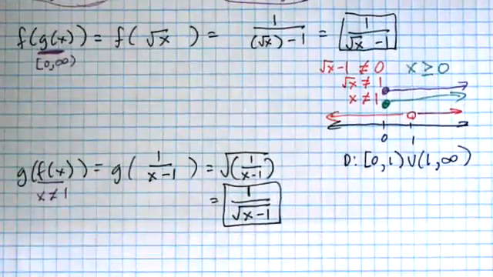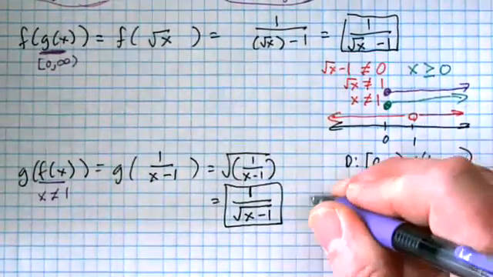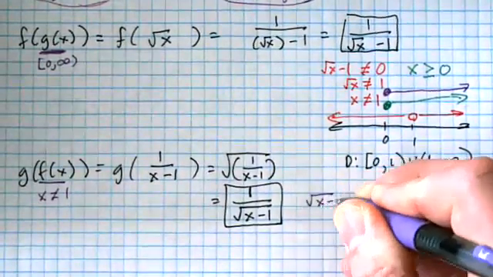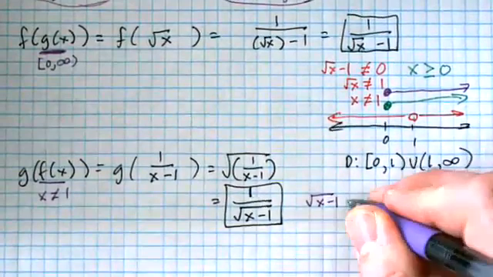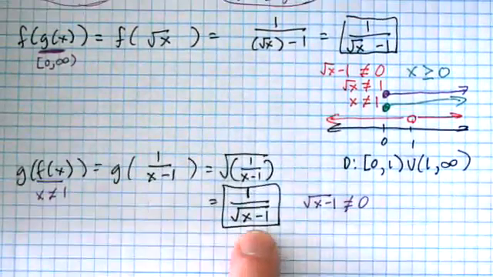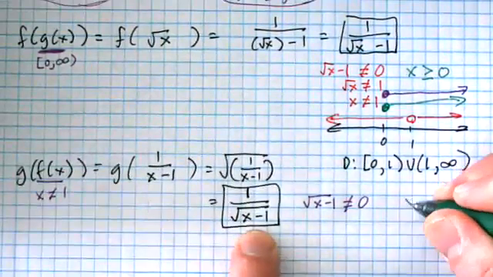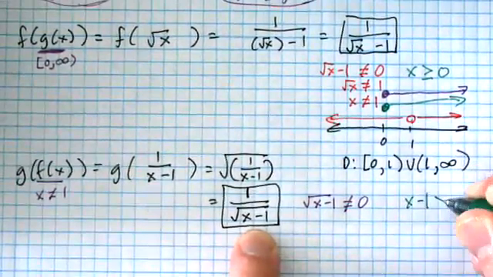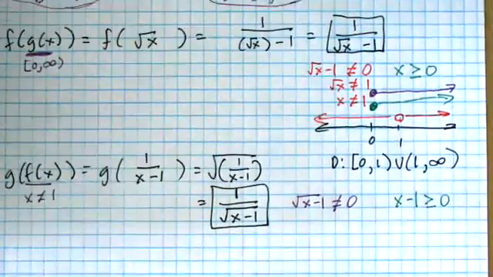Let's practice finding our domain. So we have two things going on. Do you see both of the things? You see we got something in the denominator and something in a radical. So the denominator, we'll focus on that first, was the square root of x minus 1. That must be not equal to 0. And the radical was x minus 1 on the inside. That must be greater than or equal to 0.